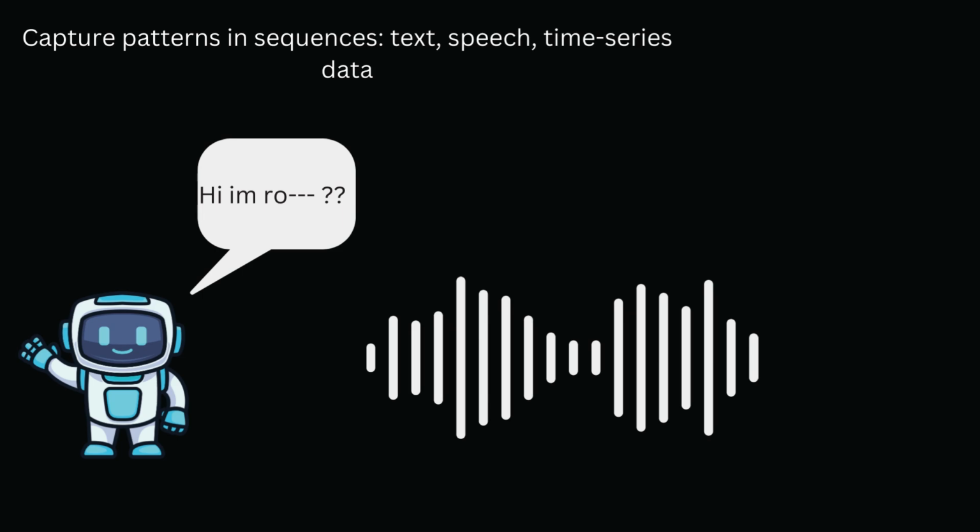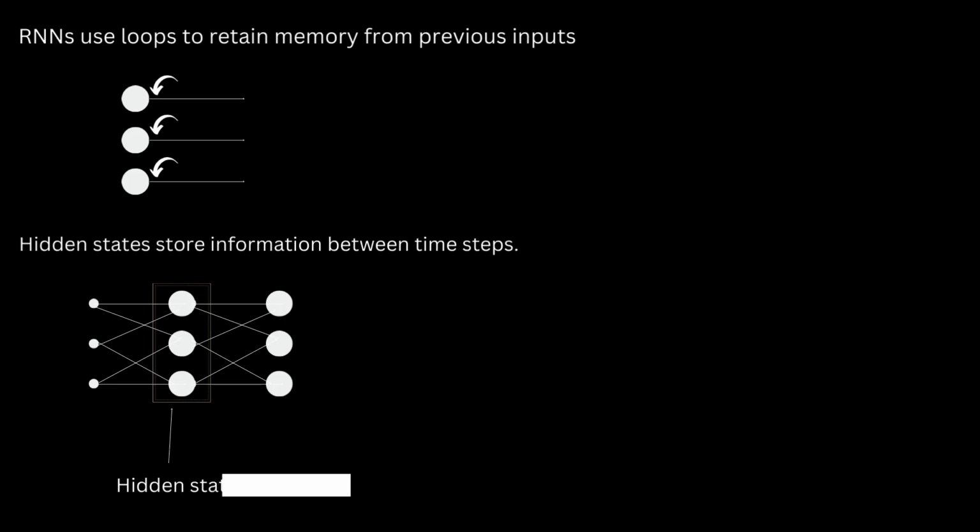Okay, so basically RNN uses loops to retain memory from previous inputs. We already know loops. What are loops? Repeating one thing again and again. So this is known as the loop. So we use loops in the neurons so that it will see the previous message again and again if it wants to. And then we use the hidden states.